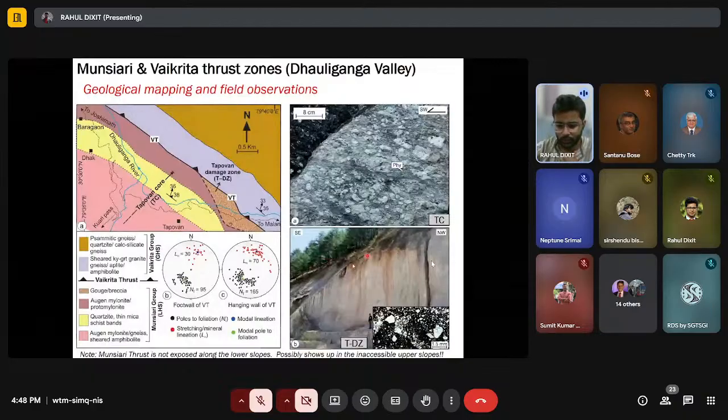If you can see in this photograph, B is from the Tapovan damage zone, and photograph A is from the Tapovan core, which is this mylonitized zone. And basically this Tapovan damage zone coincides with the Vakrita thrust zone, because north of this particular region we get the Greater Himalayan rocks, and in the footwall we have the Lesser Himalayan rocks.